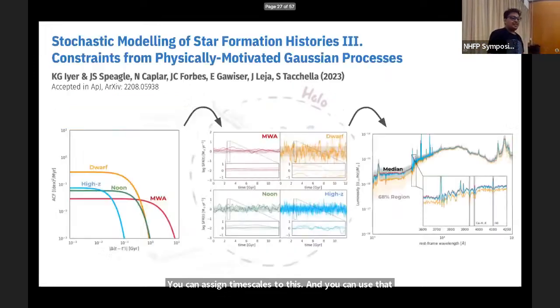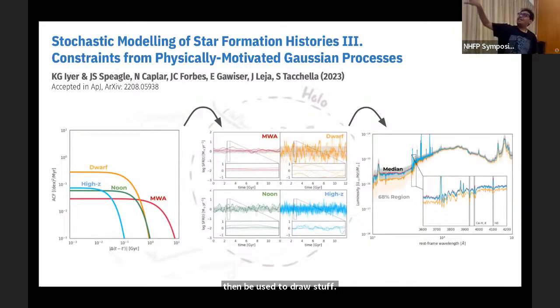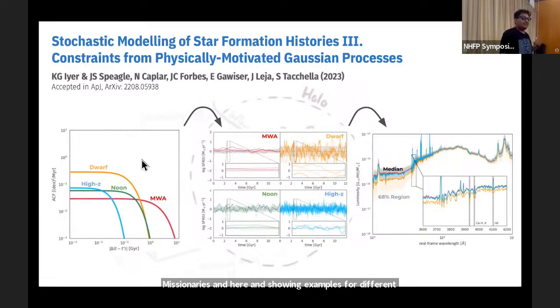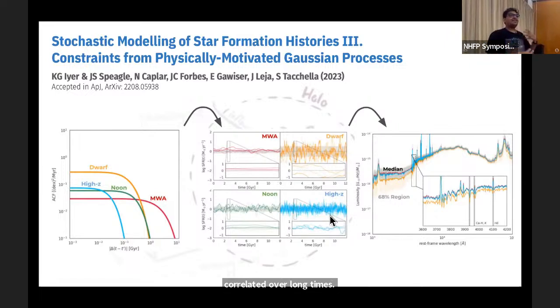This power spectrum can then be used to draw star formation histories, and here I'm showing examples for different kinds of power spectra that would emulate things that are either very smooth or very bursty, or things that are correlated over long time scales versus very uncorrelated, depending on feedback conditions, inflow conditions, things like that. And then you can translate that to actual spectra, and then you can calculate the spectral features. So this essentially marginalizes over all the star formation histories and gives you distributions of spectral features for populations of galaxies.